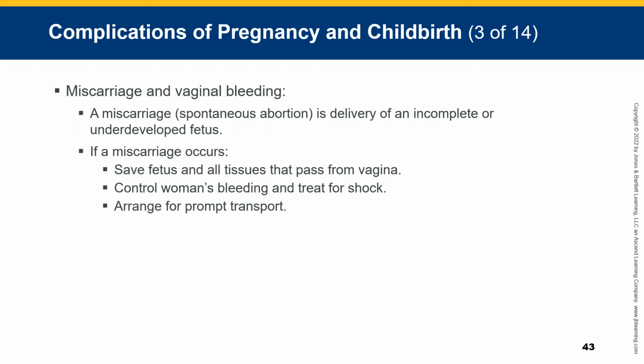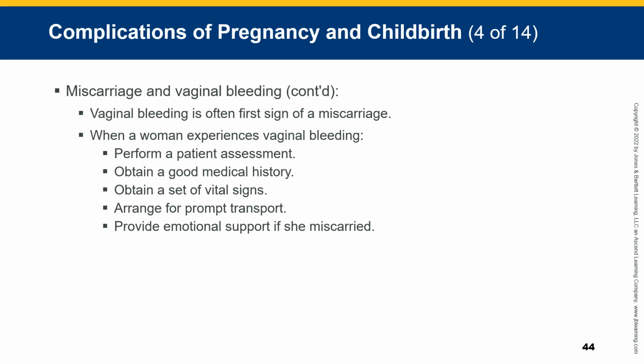A miscarriage, or spontaneous abortion, is a delivery of an incomplete or underdeveloped fetus. If a miscarriage occurs, save the fetus and all tissues that pass from the vagina, control the woman's bleeding, treat for shock, and arrange for prompt transport. Vaginal bleeding in a pregnant woman is often the first sign of a miscarriage. Anytime a woman experiences vaginal bleeding, perform a patient assessment, obtain a good medical history, obtain a set of vital signs to determine whether she's experiencing shock, and arrange for prompt transport. A woman who miscarries will be upset about losing the newborn and will need emotional support as well as emergency medical care.